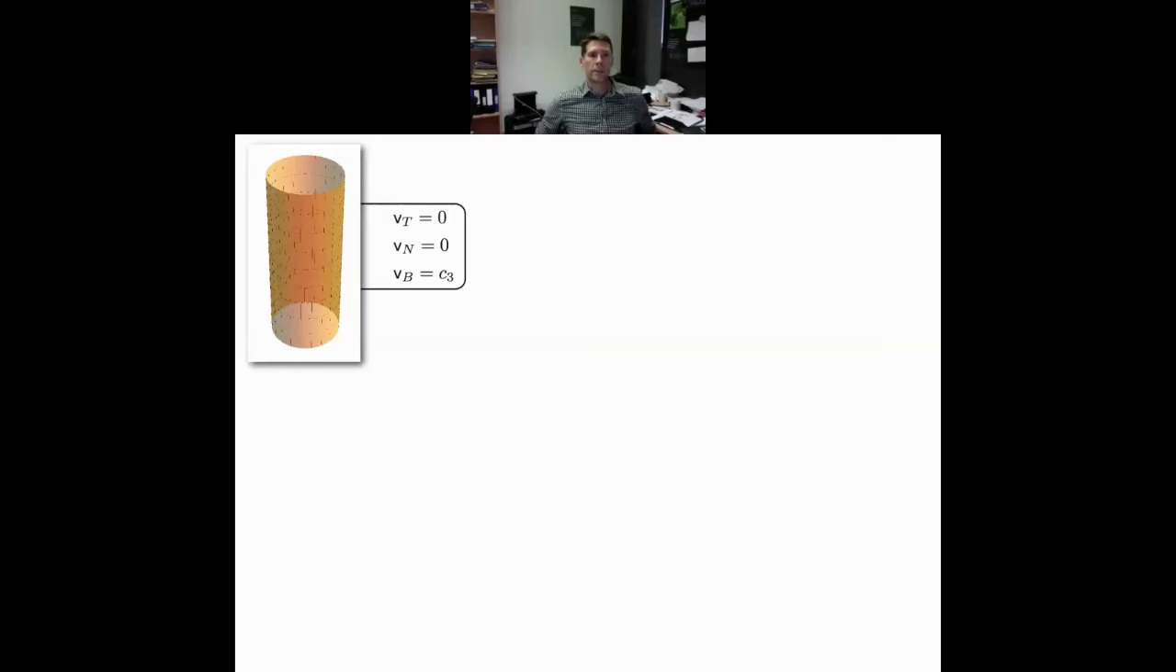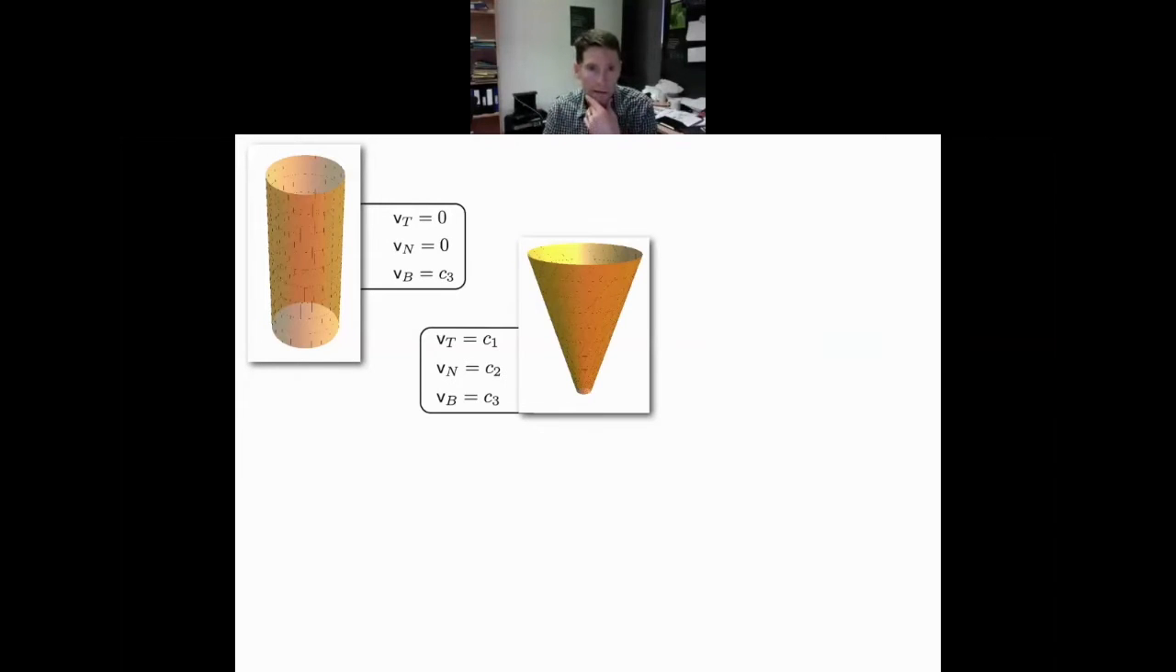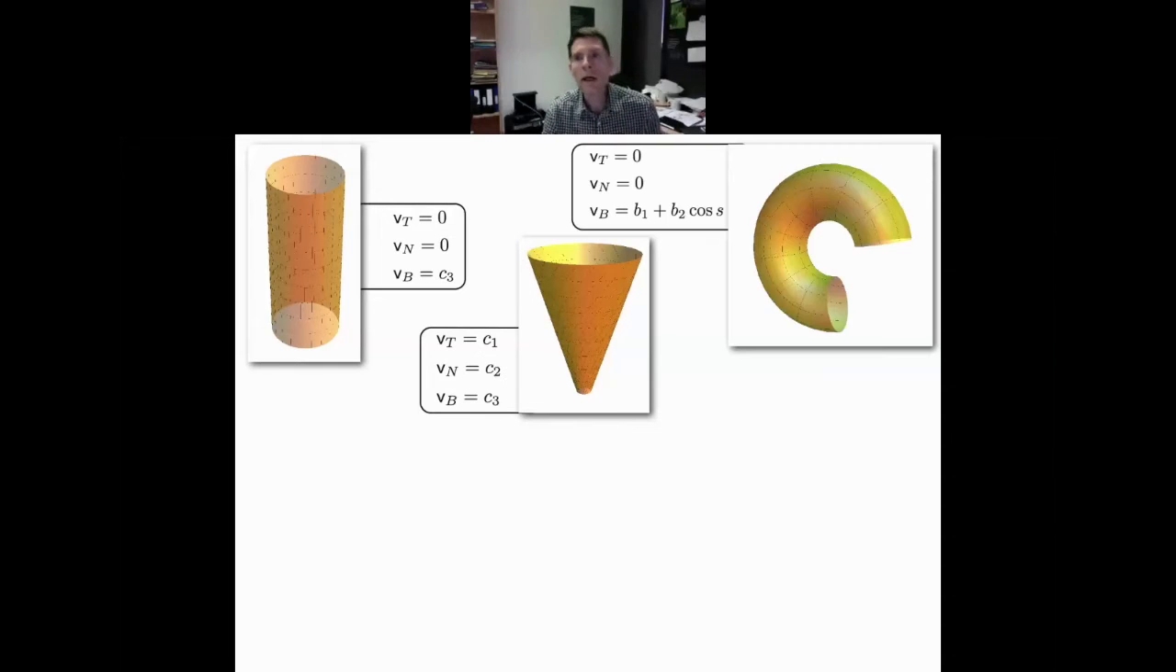So to give some very simple examples, if I have only a constant growth in the binormal direction and no growth in the tangent or normal directions, hopefully you can appreciate that you're just stacking material, and I start with a circle. All I do is build a cylinder. If I have constant growth in tangent, normal, and binormal directions, you create a cone, and it's a sort of twisted cone because you have this constant twist with the tangent growth.